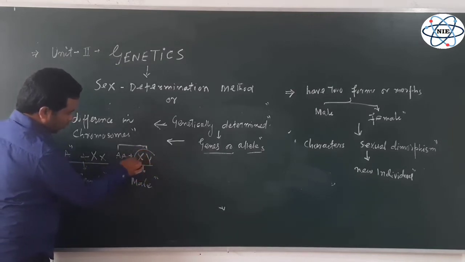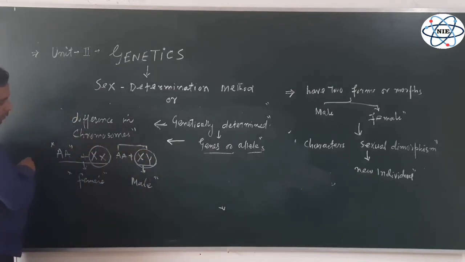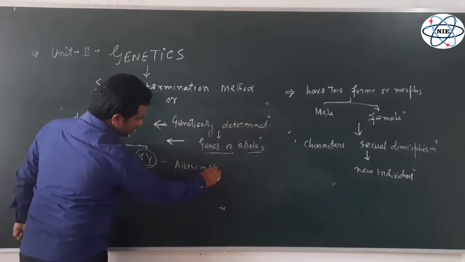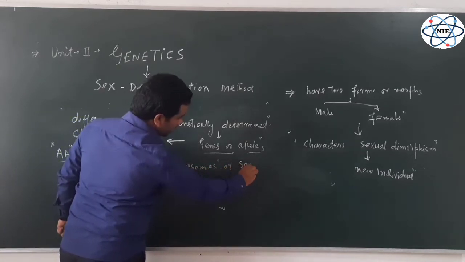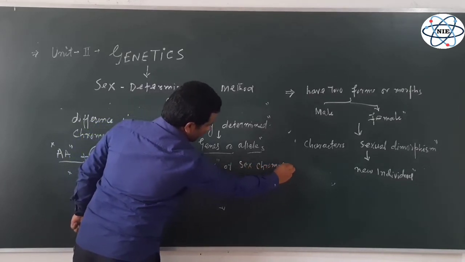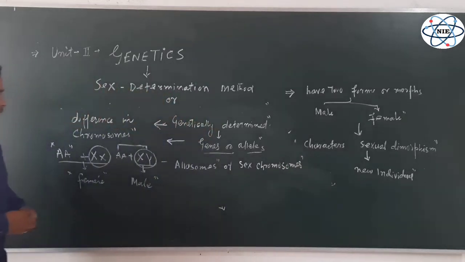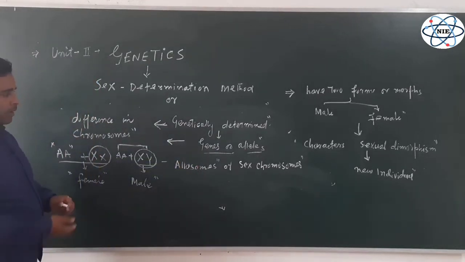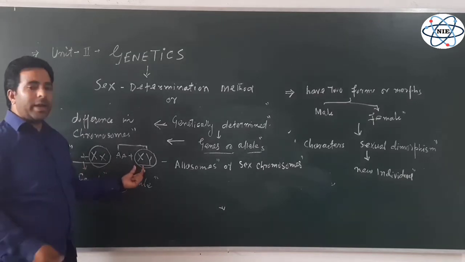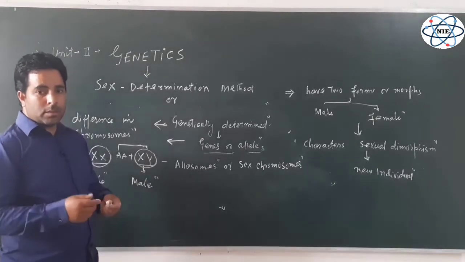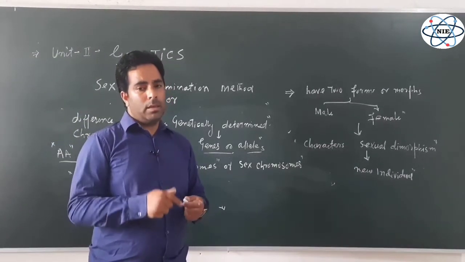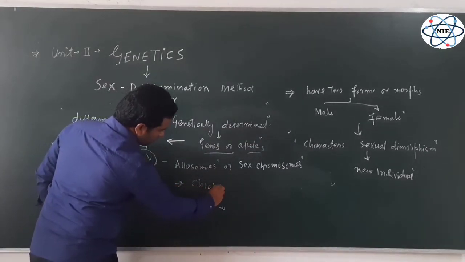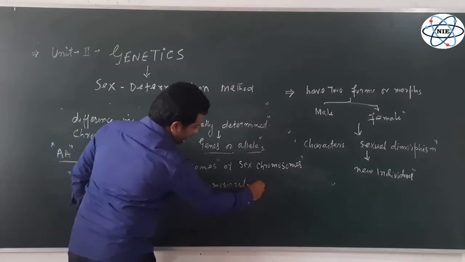These different types of chromosomes, XY in males and XX in females, are called allosomes, or simply sex chromosomes. So the sex is determined by these different chromosomes, the allosomes or sex chromosomes. In these sexually reproducing organisms where we see this XX and XY method, the type of sex determination is known as XX-XY type of sex determination, or simply chromosomal sex determination.